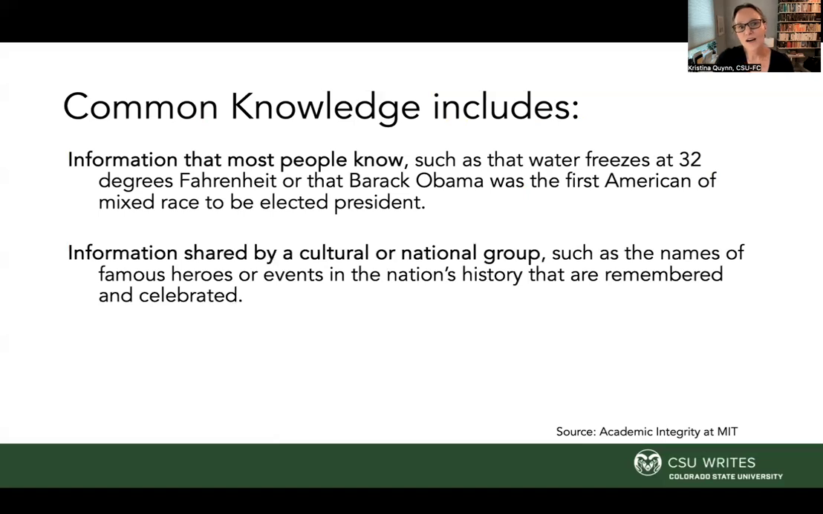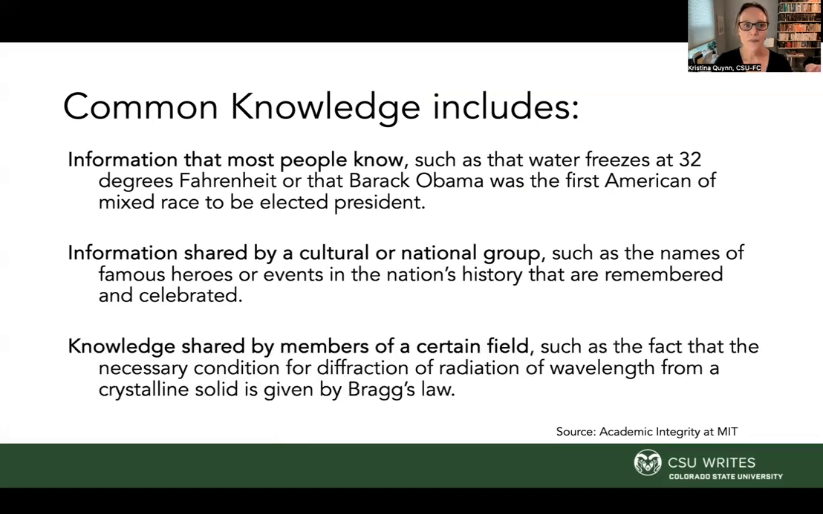It could be information, however, that's shared by a cultural national group, right? About famous heroes or events. In the United States, we take for granted 1776 and the Declaration of Independence, for example. But as I mentioned about expert fields, it can be knowledge that's shared by members, such that the diffraction of radiation of wavelength from a crystalline solid is given by Bragg's law. Maybe Bragg's law is something that in your field you just take for granted. You don't have to go back and cite the original source for Bragg's law. You just talk about it as Bragg's law.